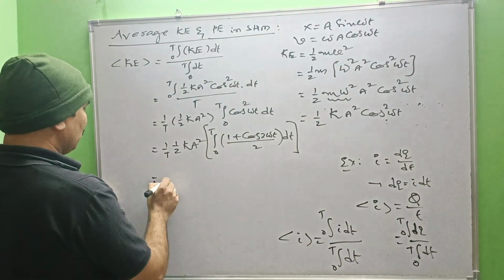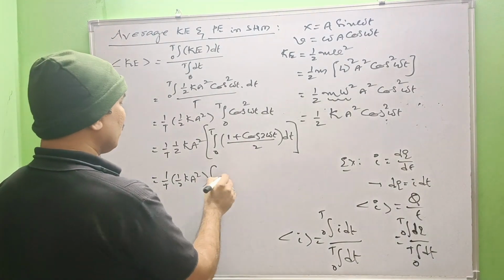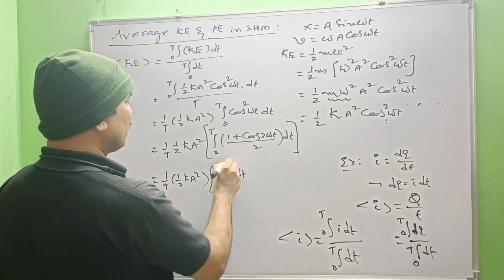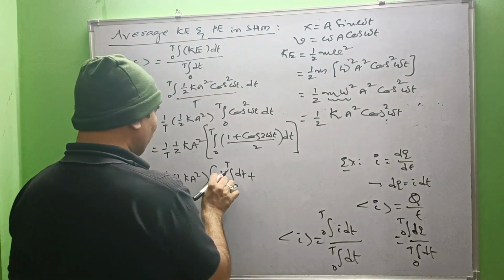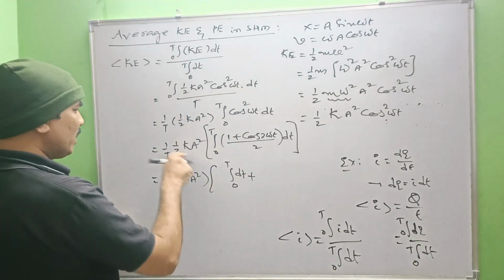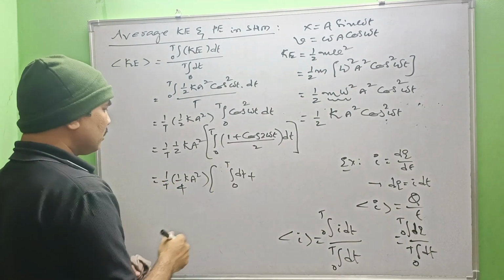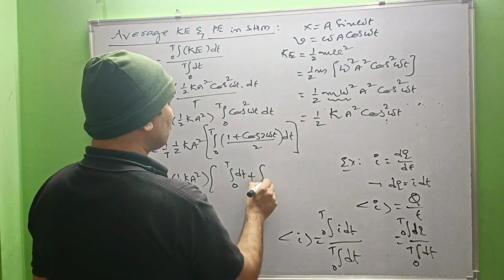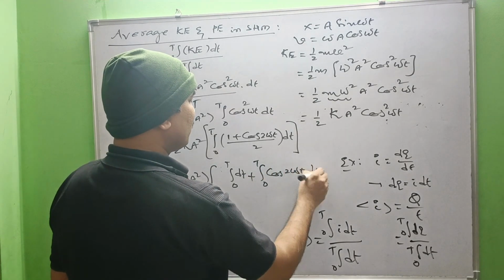So that is 1 by T into half k a square, splitting here 1 by 2 dt. That is 1 by 2 into integral dt from 0 to T, plus, 1 by T is kept outside, 1 by 2 into 1 by 2 that is 1 by 4. So 2 is kept outside, and we are left with integral 0 to T of 1 dt, plus integral 0 to T of cos 2 omega t dt, right?